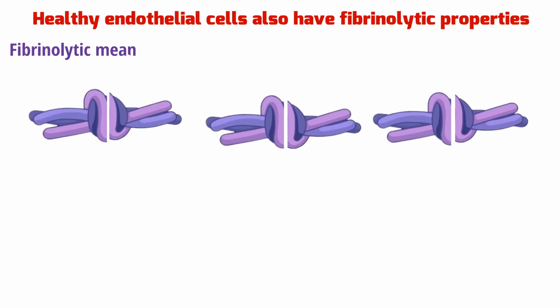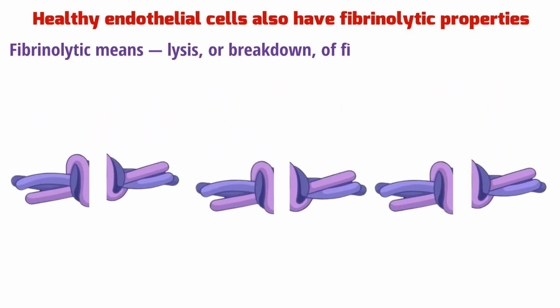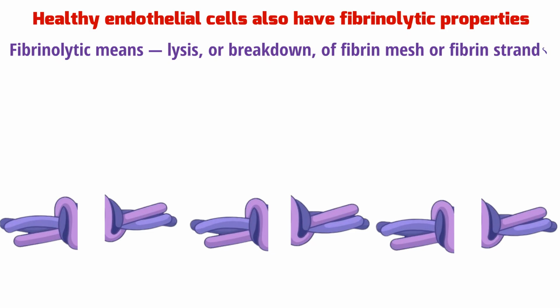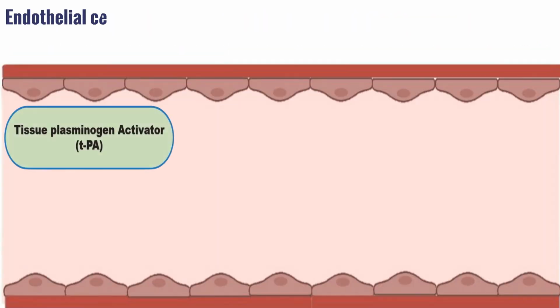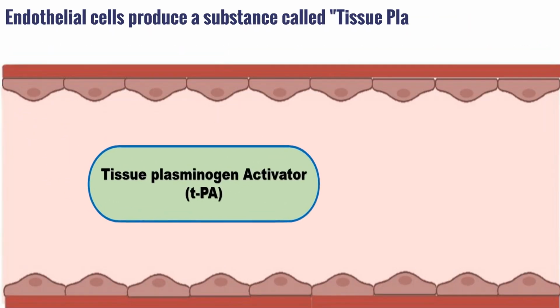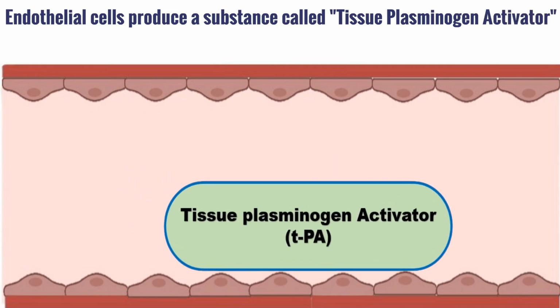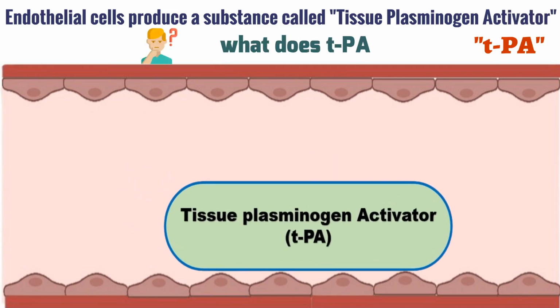Now, healthy endothelial cells have fibrinolytic properties. Fibrinolytic means lysis or breakdown of a fibrin mesh or fibrin strand. Endothelial cells produce a substance called tissue plasminogen activator, or we call it TPA. You will ask, what does this tissue plasminogen activator do?